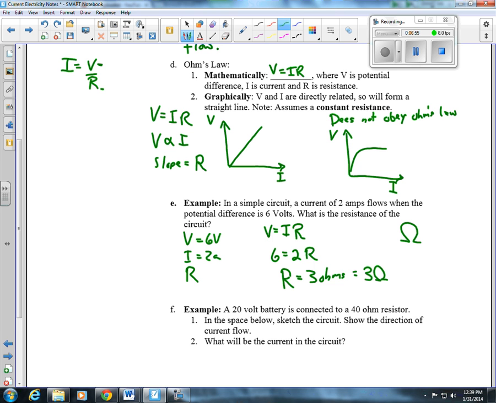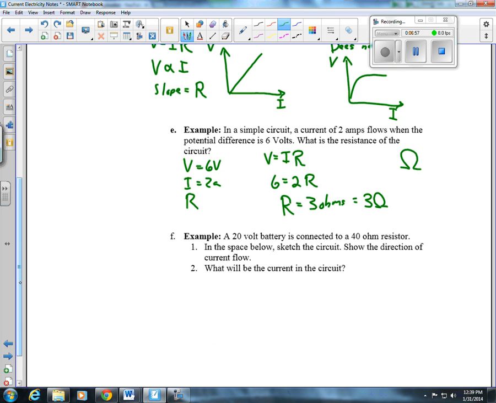Second example, a 20-volt battery is connected to a 40-ohm resistor. We're going to sketch it and show the direction of the current flow, and then what will be the current in the circuit. So if I sketch it, I have my battery over here, right? And then I'm going to connect it to my resistor. Okay, this is the positive side of my battery, that's the negative side of my battery. We might as well write in some data here. Our voltage is 20 volts, it's a 20-volt battery. And then our resistor is 40 ohms.